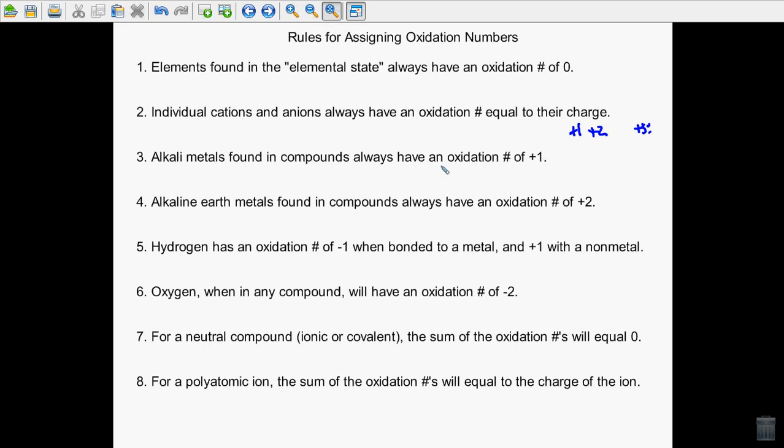Hydrogen has an oxidation number of -1 when bonded to a metal, and +1 when bonded to a non-metal. Oxygen in any compound will always have an oxidation number of -2. For neutral compounds, ionic or covalent, the sum of the oxidation numbers will always equal 0. And for polyatomic ions, the sum of the oxidation numbers will equal the charge of the ion.